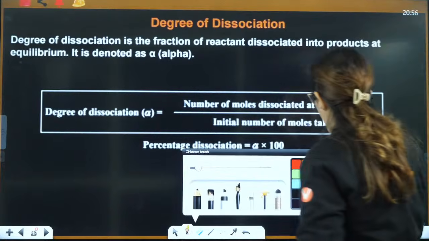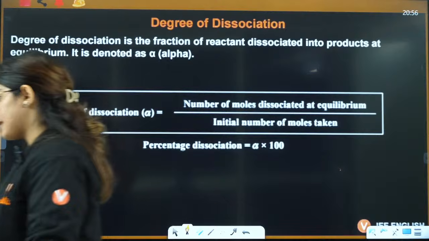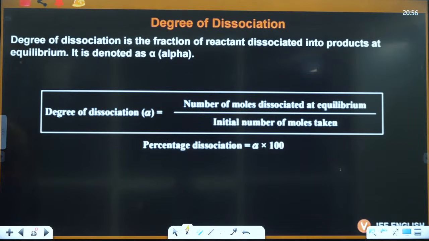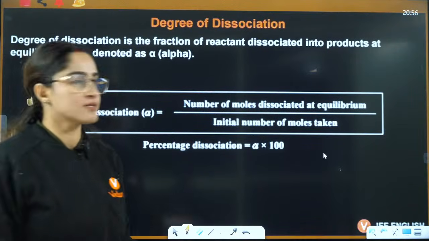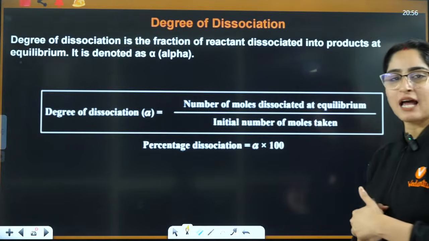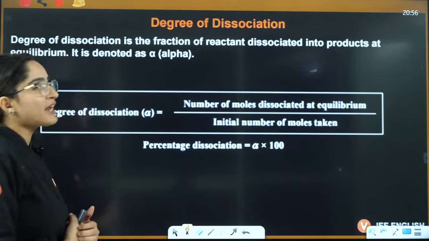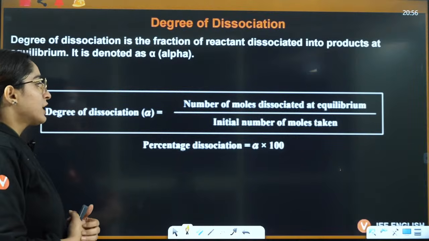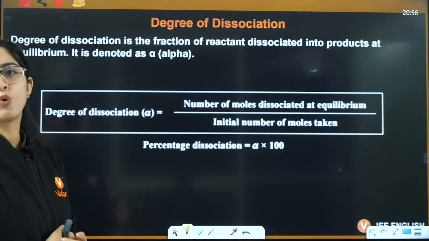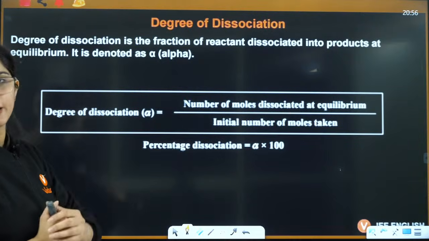Now we come to our most confusing topic, that is degree of dissociation. Let's understand degree of dissociation. Degree of dissociation is denoted by alpha. It is taken as the number of moles dissociated at equilibrium divided by the initial number of moles taken, right? The percentage dissociation is alpha multiplied by 100.